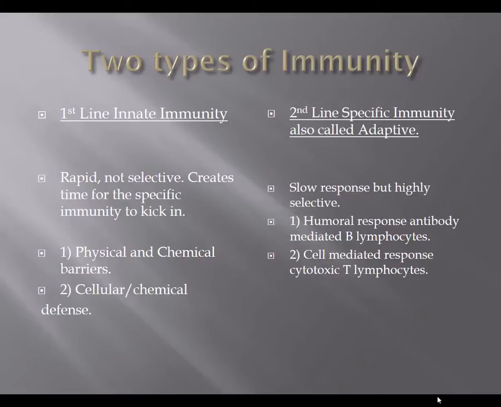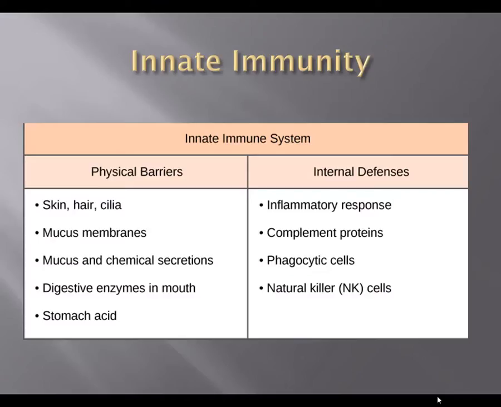Second line is the specific immunity, which is also called adaptive and sometimes called acquired. It's a slow response but highly selective and effective. There are 2 types of specific immunity: the humoral response, which is an antibody mediated immunity, and the B lymphocytes are involved in this. There's also a cell mediated cytotoxic system, and the T lymphocytes mediate this type of immunity.